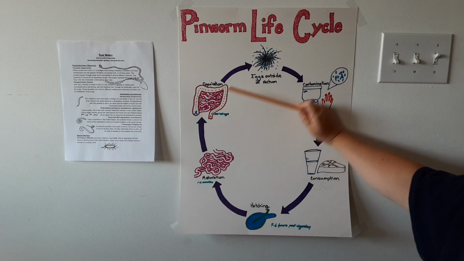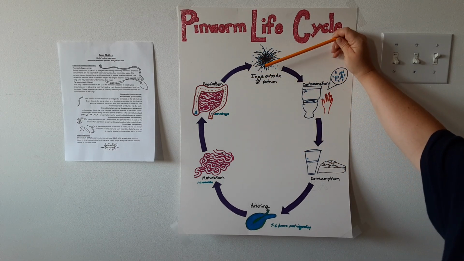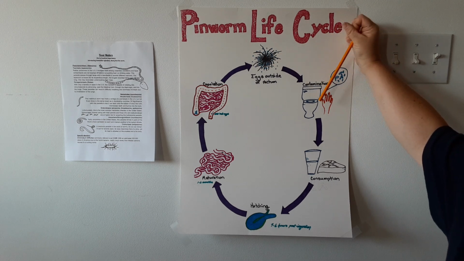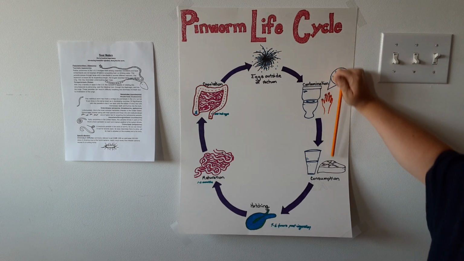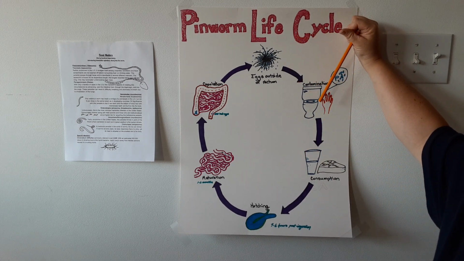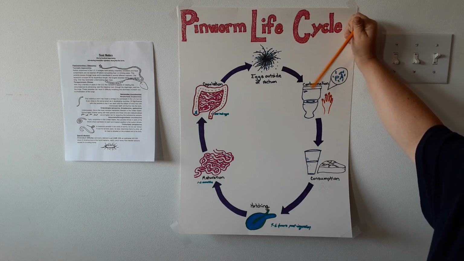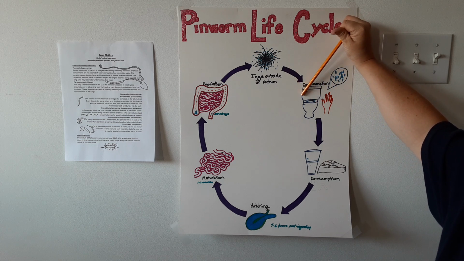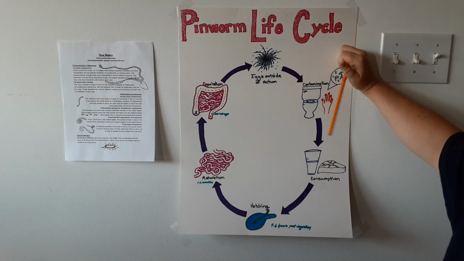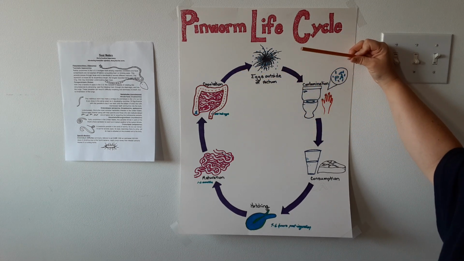What happens now is the eggs are back on the outside of the rectum, and you can either stop it by not bringing these eggs back to your mouth, or treat it. So it's really important that you're always washing your hands and not starting the cycle back over. Thank you for watching. The end.